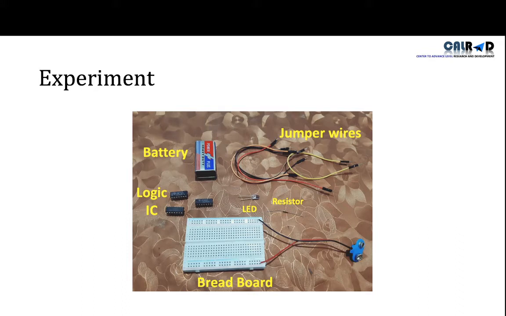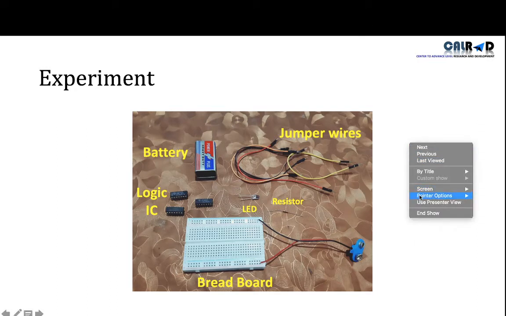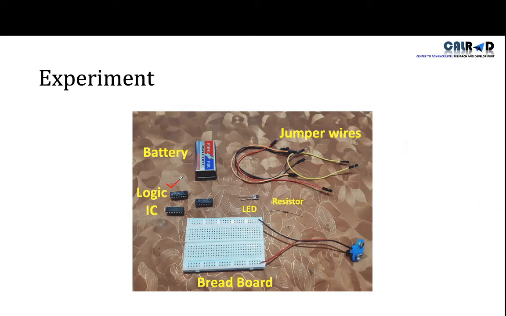So this is the experimental setup which we are using, and these are all the components which we will be using today. Let's have a look at them one by one. The logic ICs, the most important thing, logic gates. Second, we'll be using a battery. Third, the jumper wires. We are also using a resistor, LED, a breadboard, and a battery connector.